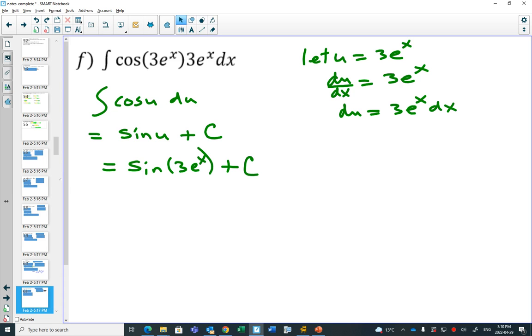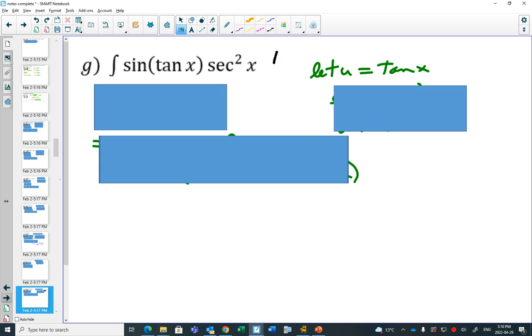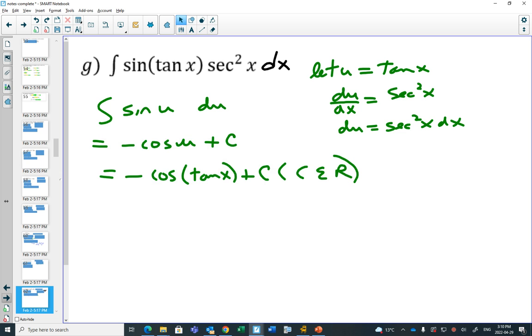All right, second one. Did you see that u was 10x? And the derivative, and you're right, I did have a typo on this one. It's missing the dx. And so, we get negative cos u plus c.